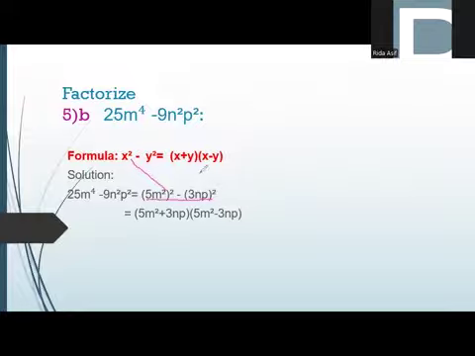So after this step, we can simply compare this part. This is our left hand side of the formula. Let's compare this part with our right hand side formula. So this is x and this is y. So we will just put the values of x and y in the right hand side of the formula. We get 5m square plus 3np like this, then 5m square minus 3np like this. Is it clear? I hope that this question is also clear to you in a proper way.